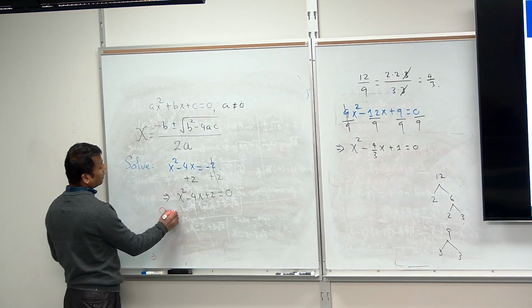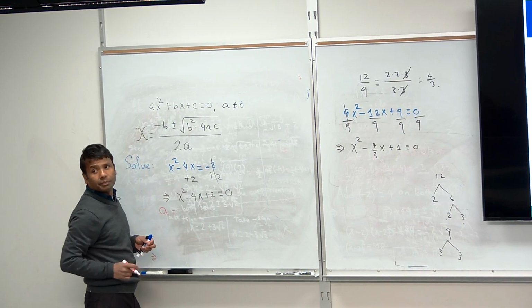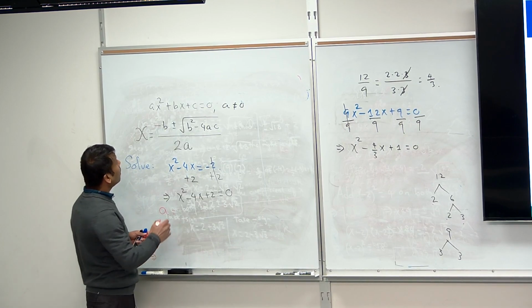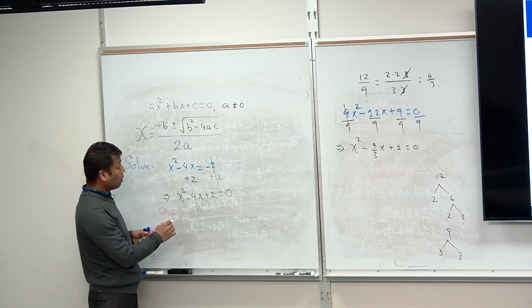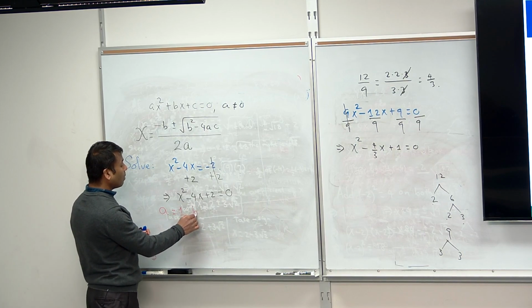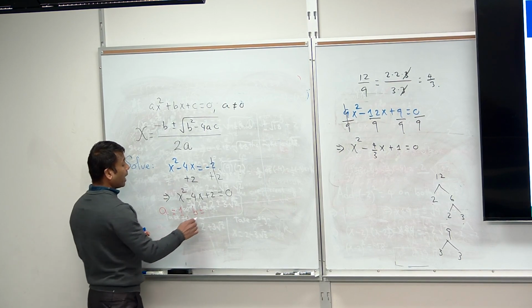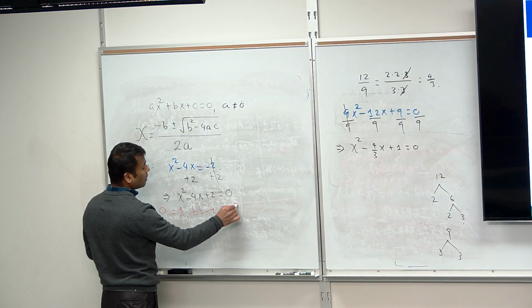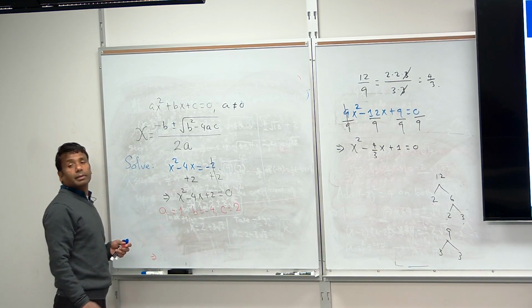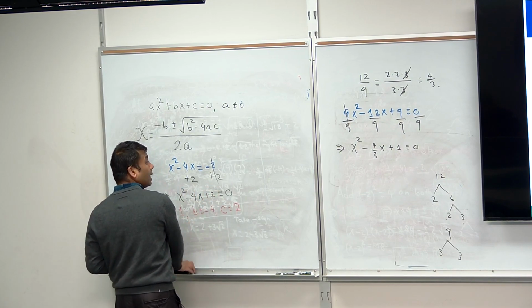Okay? So what is the value of a here? What does a represent? Coefficient of x squared, right? What is the coefficient of x squared here? 1. What is the value of b? Negative 4. What is the value of c? 2. And you just plug those values into the formula, okay?